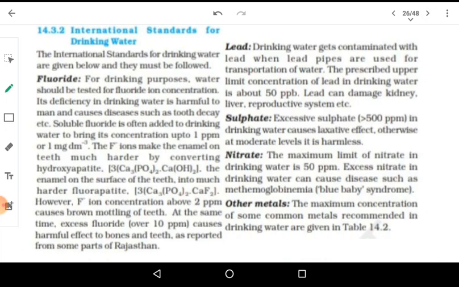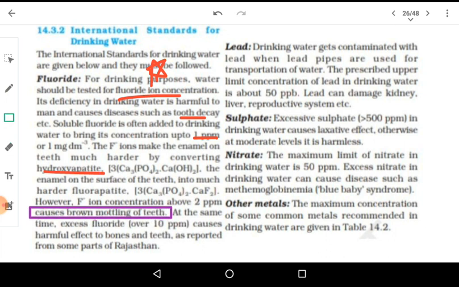Let us now move forward to the international standards of drinking water. Fluoride. For drinking purposes, water should be tested for fluoride ion concentration. This is very important. Deficiency can result in tooth decay. Soluble fluoride is often added to the drinking water to bring its concentration up to 1 ppm. The F- ion converts the enamel on the surface of the teeth into a much harder fluorapatite. However, F- ion concentration above 2 ppm can cause brown mottling of teeth.